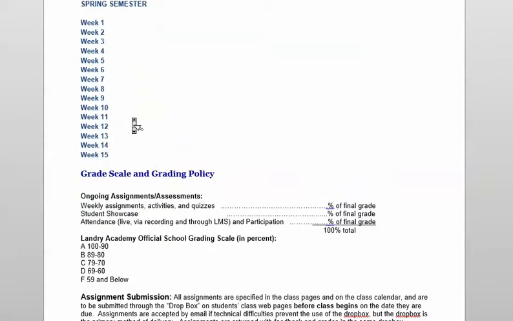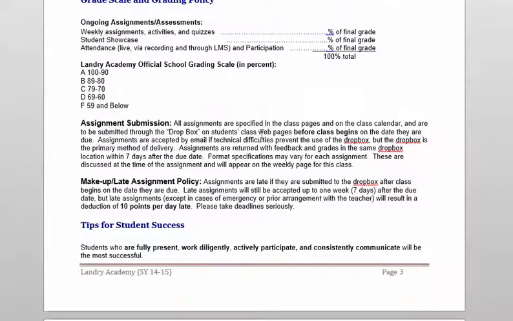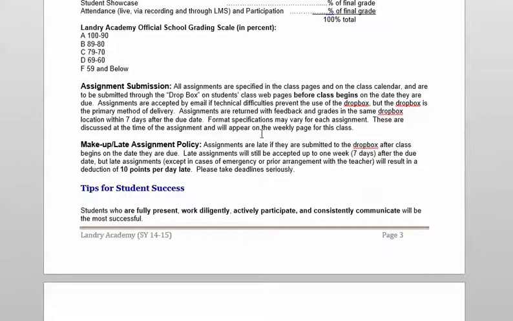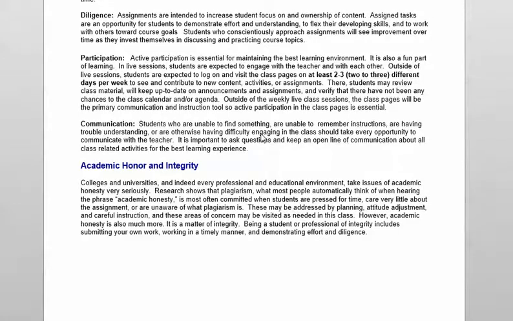Then we have the grading scale and grading policy, and this is something that may vary depending on the class, depending on the department. So if you have questions about any of these, how to split up the categories, how to weight things, there's not only going to be other recordings about that, but it's definitely something that the specifics can be addressed during department meetings or with your department chair. We also want to make sure that there's information about how to submit assignments and what will happen if they're late. And then we have included some tips for success and a paragraph about academic honor and integrity.